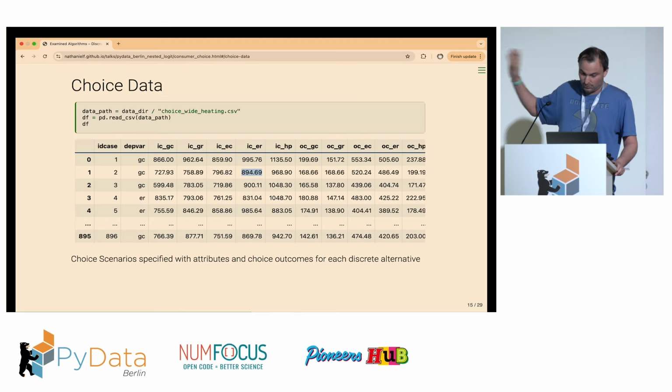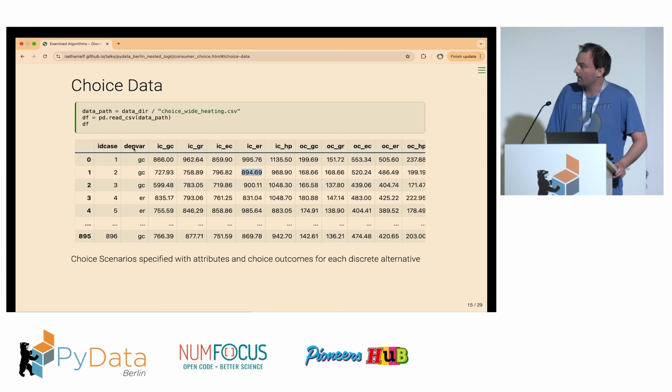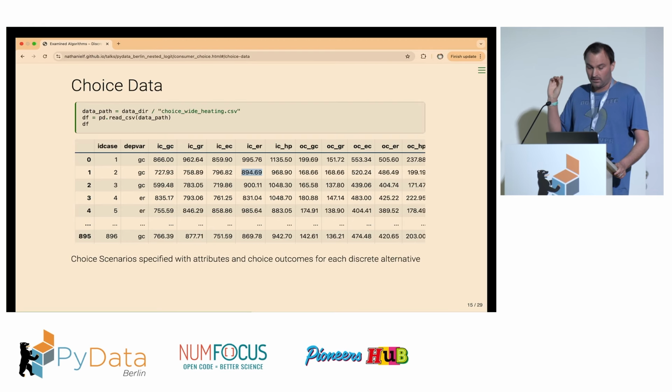This is a choice data set. The key thing to note here is that the dependent variable is the observed choice, the observed product. In this case, the data set we're looking at is a data set of heating systems. So there's gas central heating, gas radiators, electrical central heating, electrical radiators, and there's a heat pump. So these are HP, EC, ER. And we have those described in terms of their attributes. Here, the important attributes are installation cost, IC, and operating cost, OC.